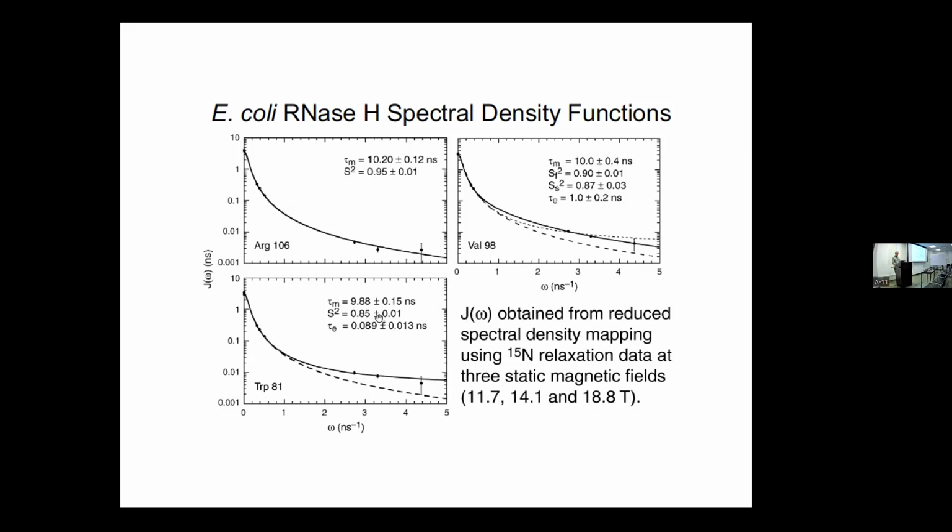And here's one that's a little more flexible. The order parameter dropped a little bit. And now there's an effective correlation time. And the dashed line would be if we set the internal correlation time to 0, and you can see the interesting result that the lower field spectral density functions are fit exactly the same with and without the internal correlation time. And it's the hydrogen spectral density that tells us that there's an internal motion.